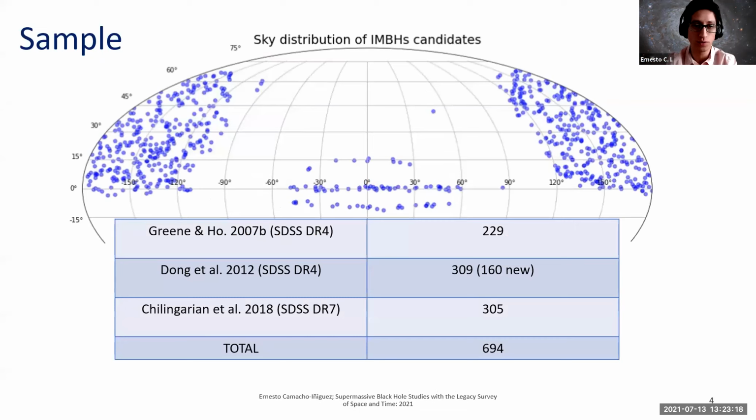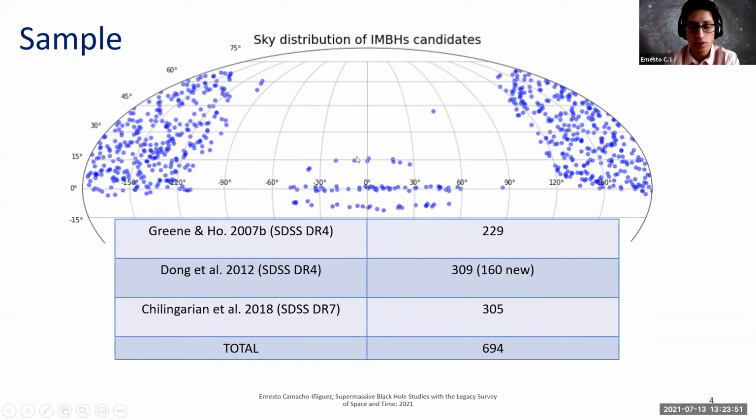So let's go straight to the sample. We are using a sample of around 700 candidates that come mainly from 3 works: Greene and Ho 2007, Dong 2012, and Chilingarian et al. 2018. These works used SDSS data releases 4 and 7. So our sample will inherit some of the caveats that this survey might have. The distribution on the sky of these sources is as can be seen in this figure.